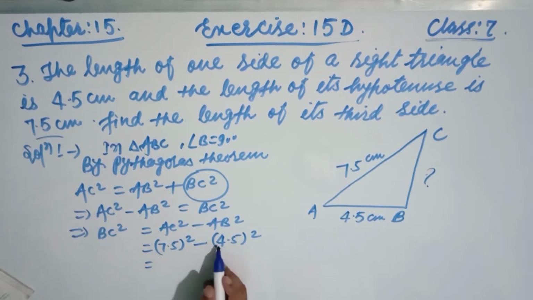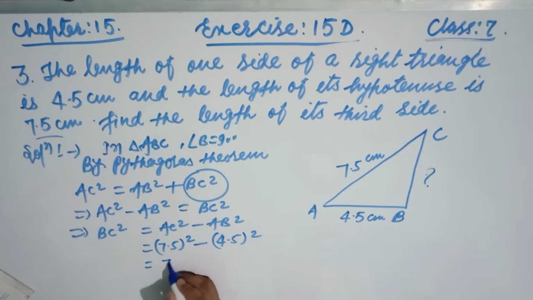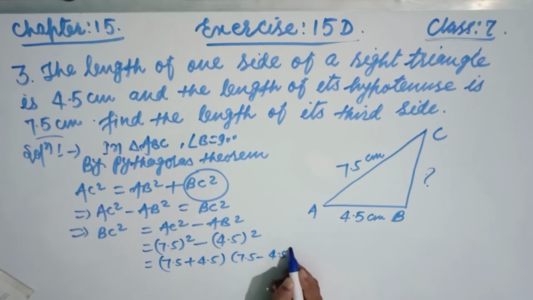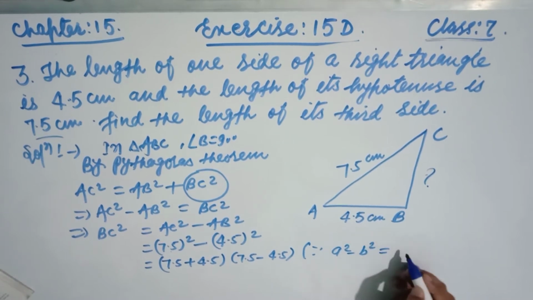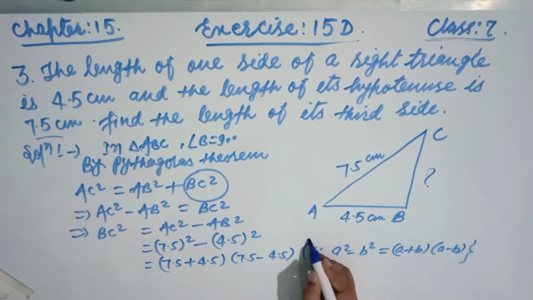This is A plus B into A minus B. This is A square minus B square, the formula. Actually we can apply this formula or either we can find out the square of this. Now the square of 7.5, or either we can apply A plus B into A minus B. Look, friends, the reason is A square minus B square is the formula of A plus B into A minus B. Have a look.